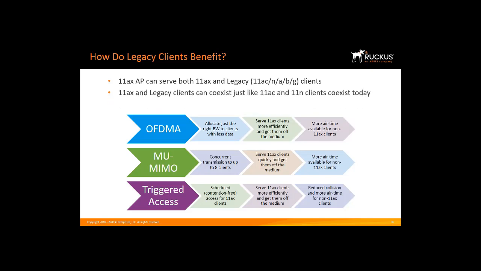Second, 11ax and legacy clients can coexist just like 11ac and 11n clients today. Third, both 11ax and non-11ax clients benefit. 11ax clients will be more efficient and free up more spectrum for 11ac clients.